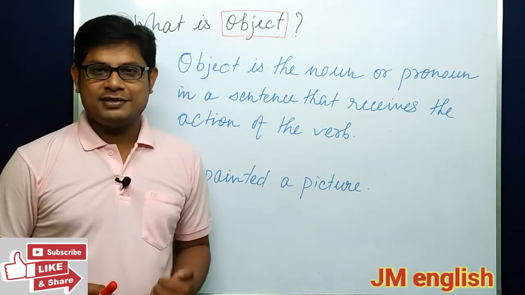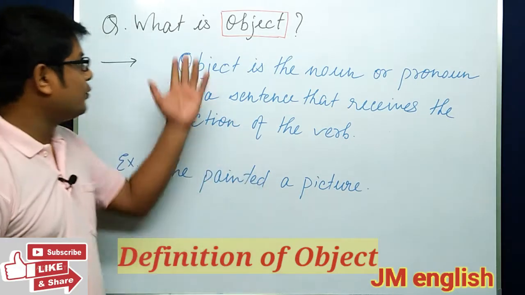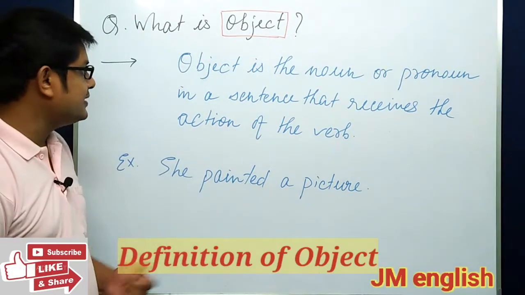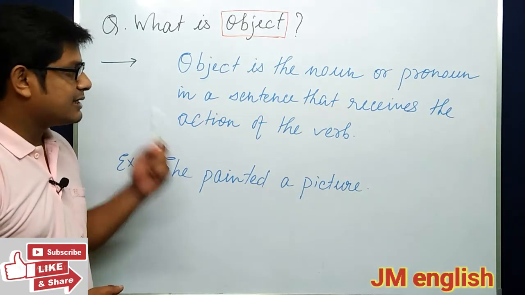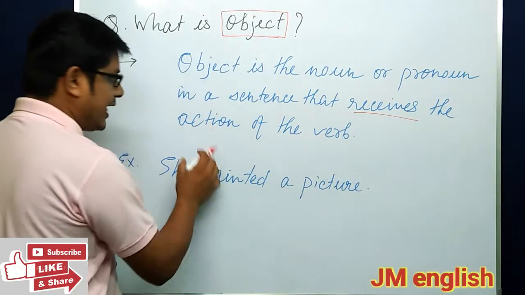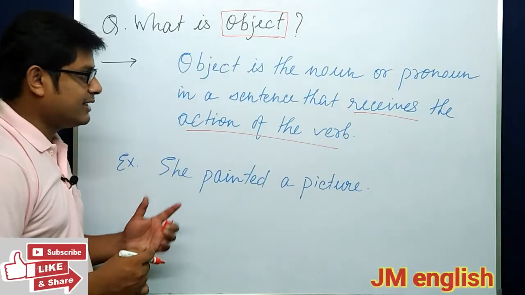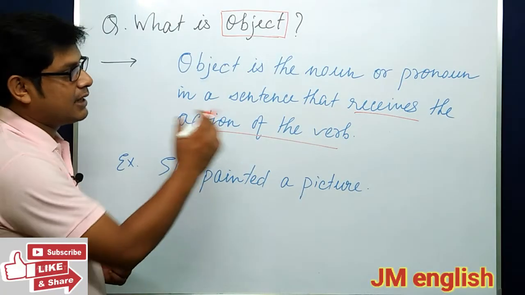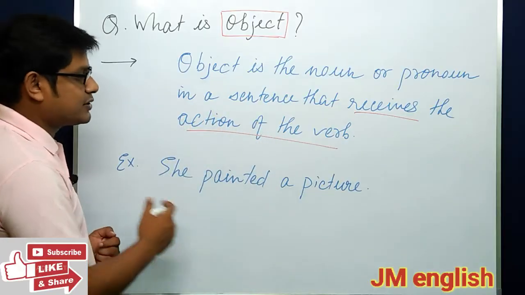Now, at first we have to know the definition of object. Okay, so what is object? And the answer is, object is the noun or pronoun in a sentence that receives the action of the verb. Okay, so it is a part of the sentence, and it's a noun or pronoun in a sentence that receives the action of the verb.